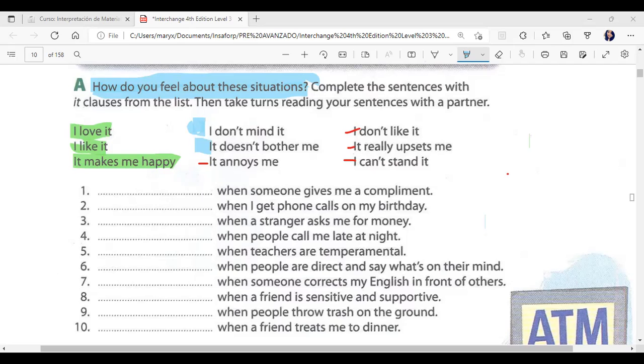I don't like it when teachers are temperamental. When teachers are temperamental, very good. Who likes a temperamental teacher? Like it, right? Thank you, Rosa Luz. Let's see, Miss Mayra de Paz, did you participate? Mayra, number six.